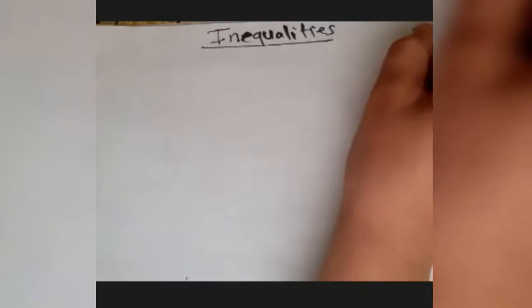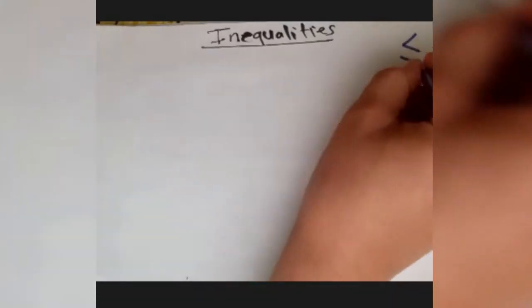Our lesson today: inequalities and solving inequalities in Q. First, an inequality means two sides with one of these signs between them: smaller than, bigger than, smaller than or equal, or bigger than or equal.